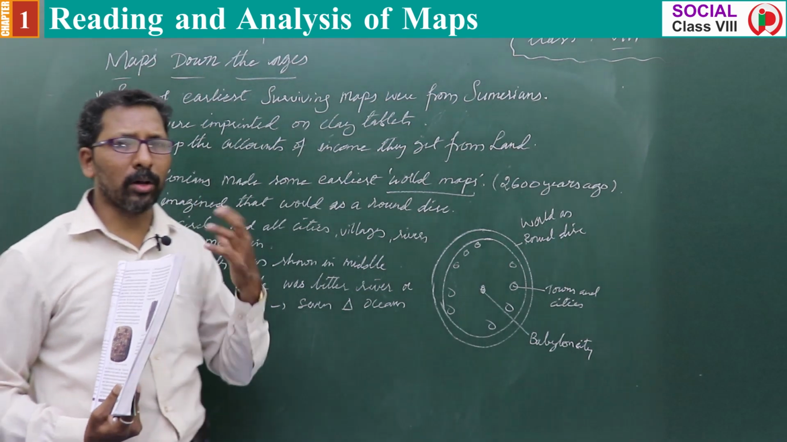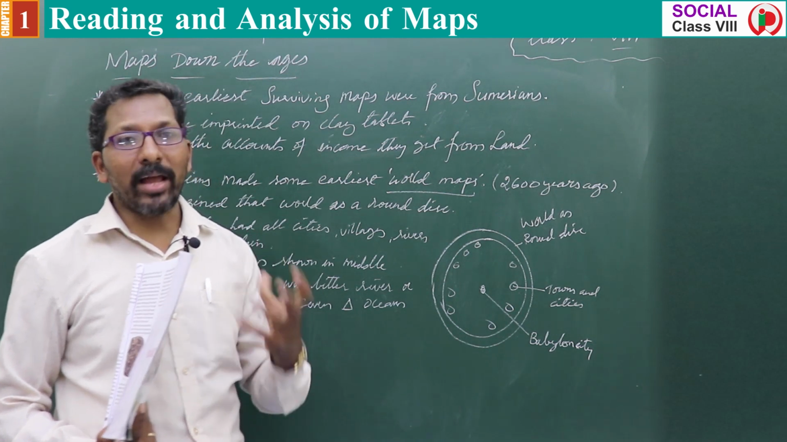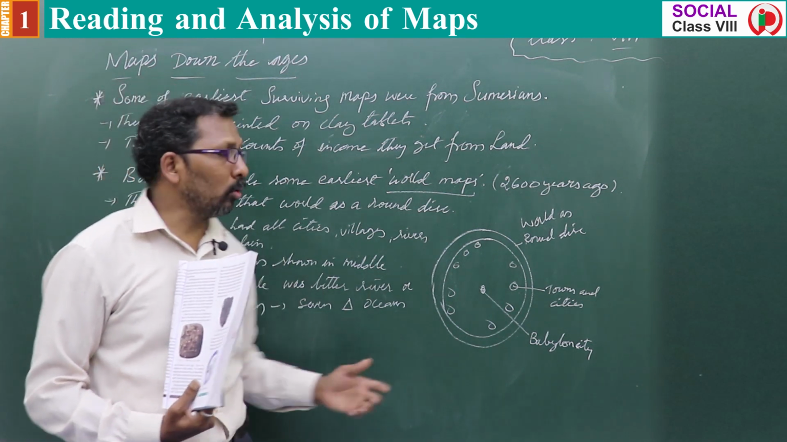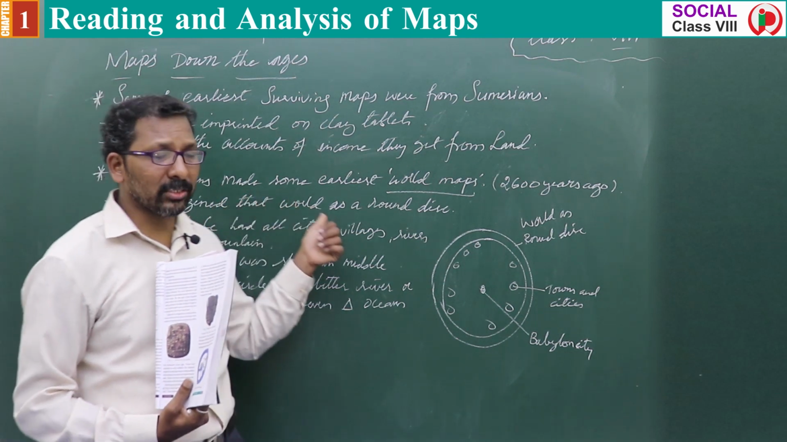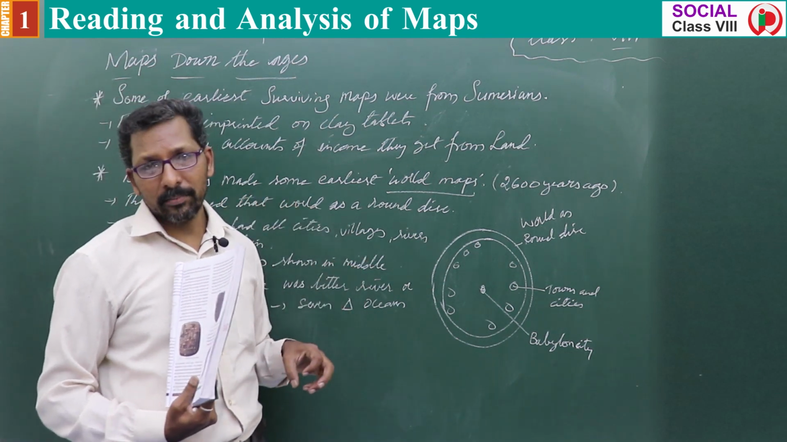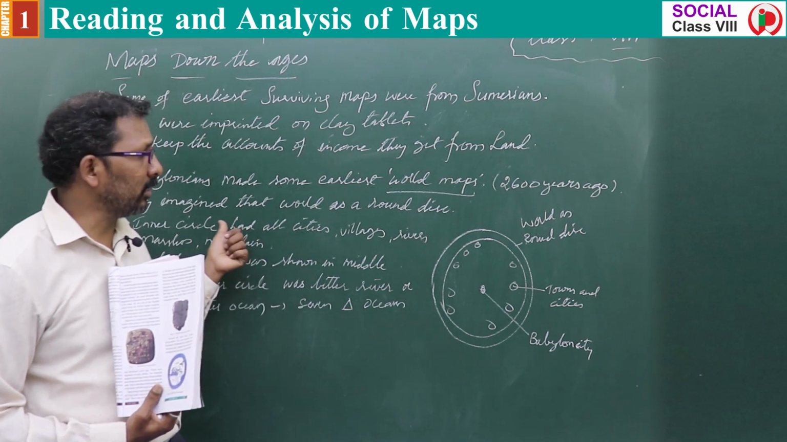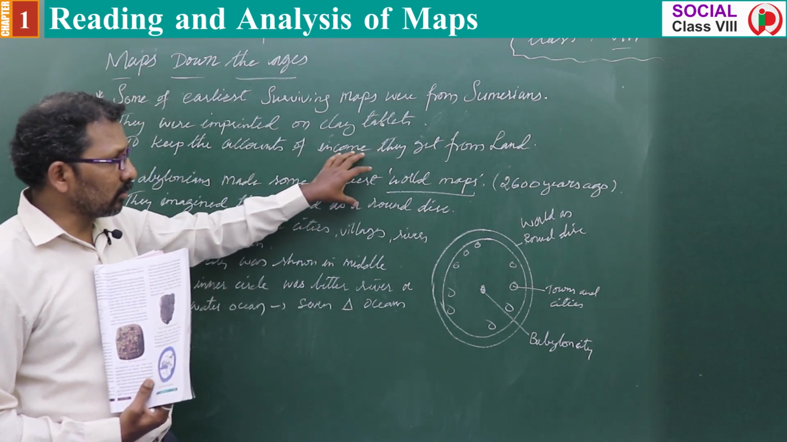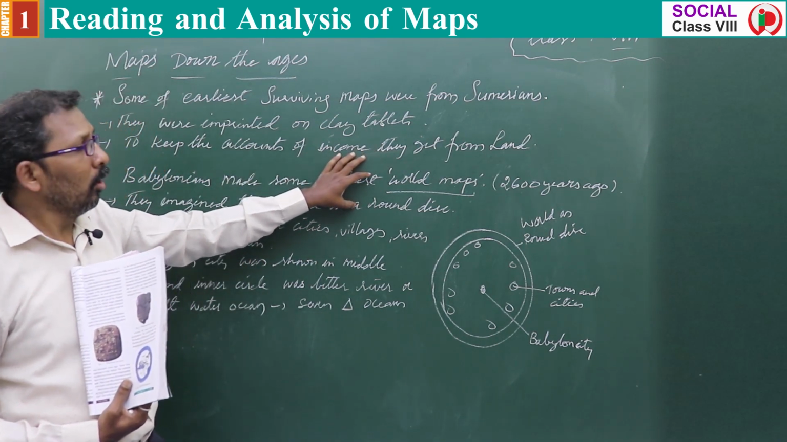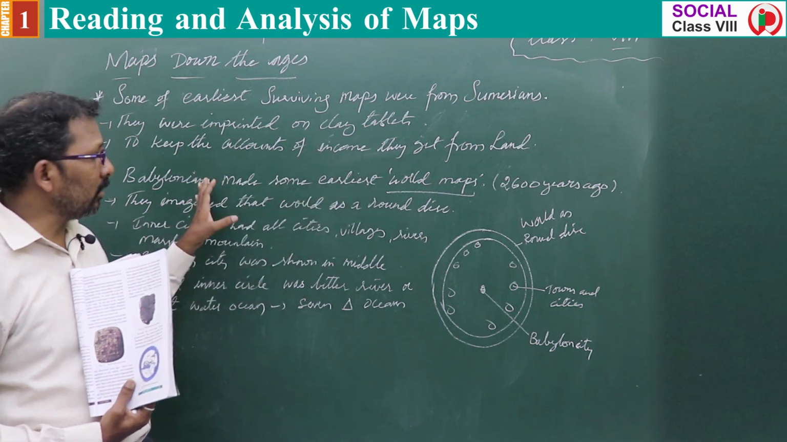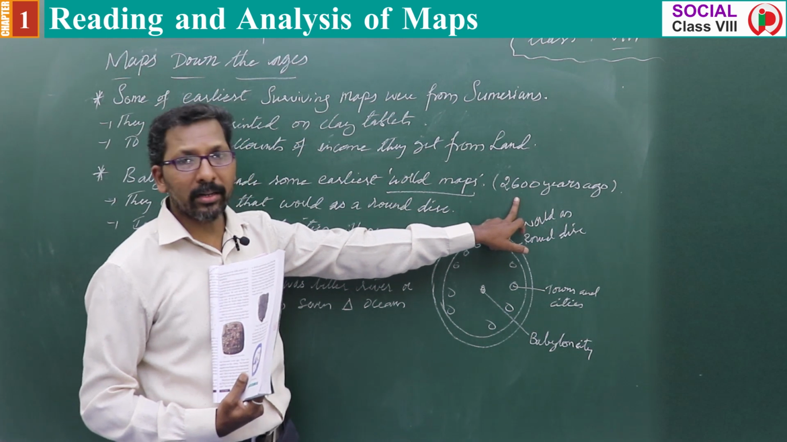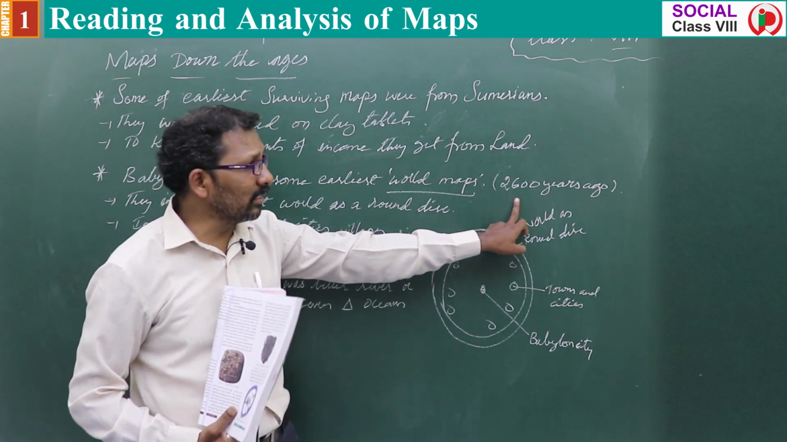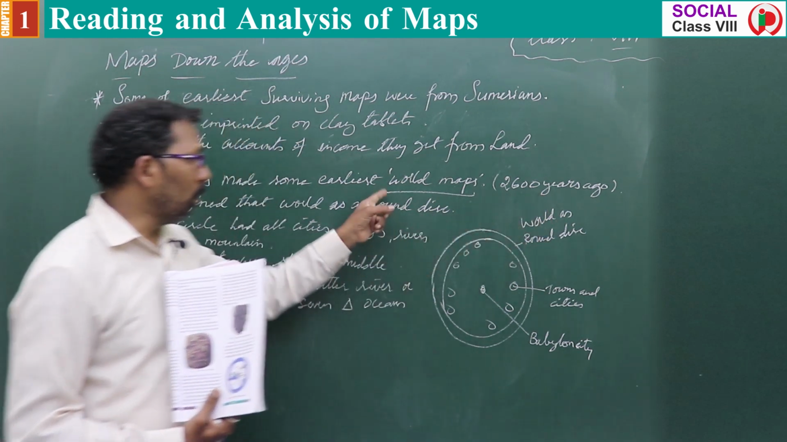Babylonians also were one of the strongest civilizations, right? And they also were present in present-day Iraq. So we got the maps of the world from them. They prepared the earliest world maps, around 2600 years ago, they prepared these world maps.